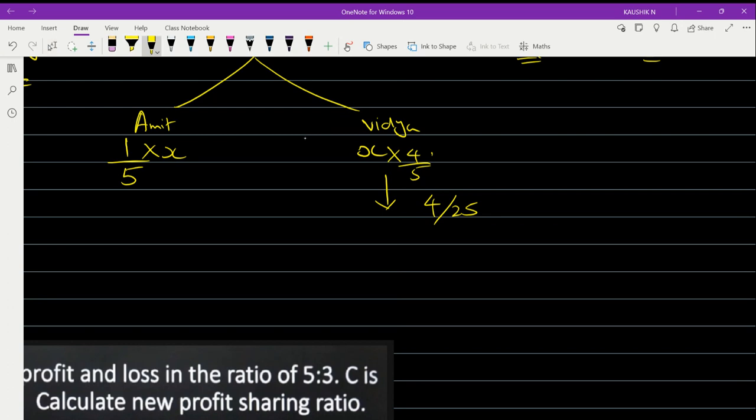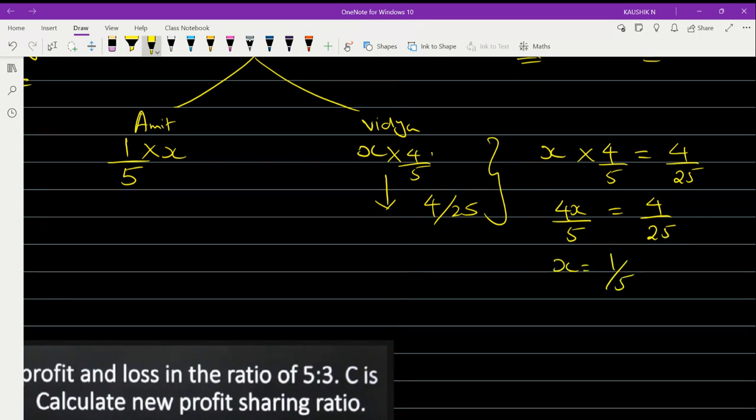If you substitute this, you'll get the value of x. When you're doing this, make sure that x and the multiplication are clearly visible, written separately. So x into 4 by 5 is equal to 4 by 25. That means 4x by 5 is equal to 4 by 25. So x is 1/5.